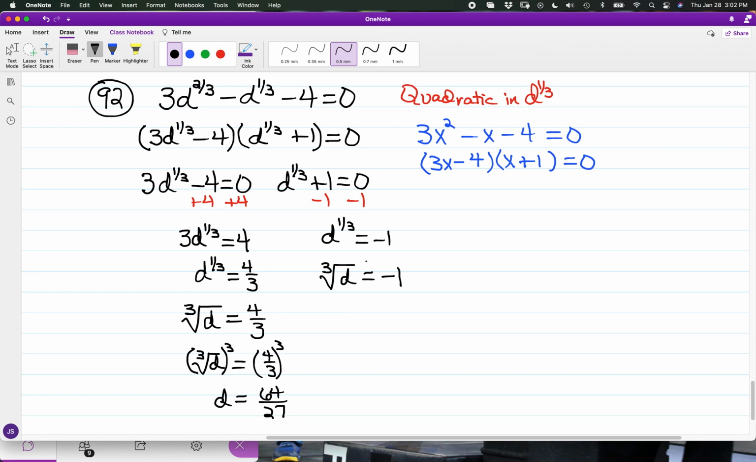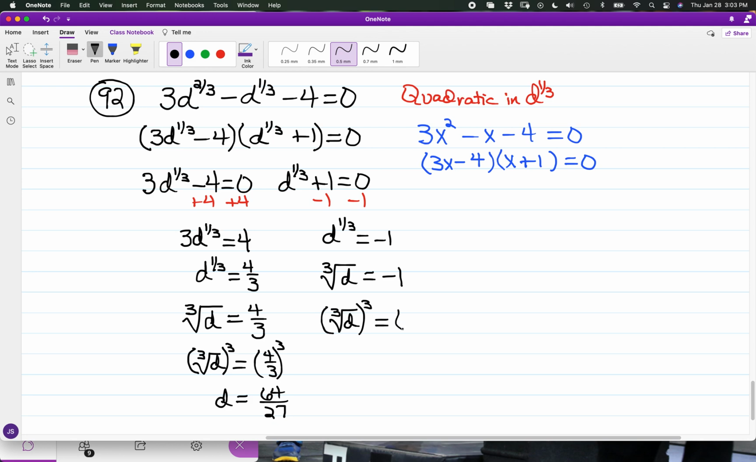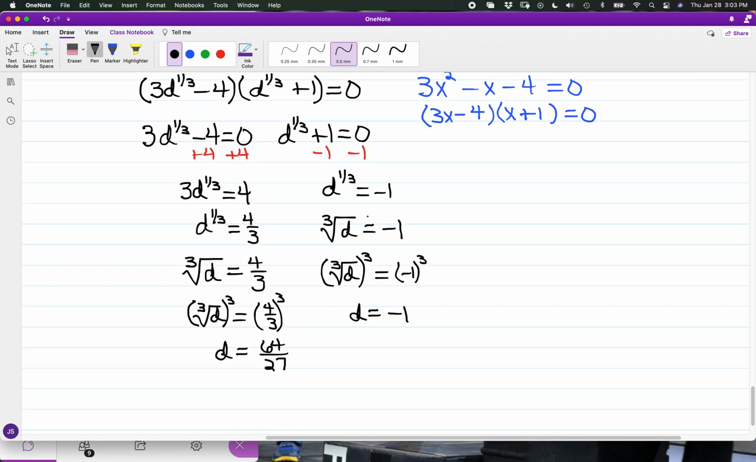Now, if I had an even root, like square root or fourth root, I would have no solution. But in the case of an odd root, the expression can reduce to a negative constant. So I can continue, and upon cubing both sides, we're going to have that d is equal to -1. So for this particular equation, there will be two solutions, one at positive 64/27 and the other at -1.